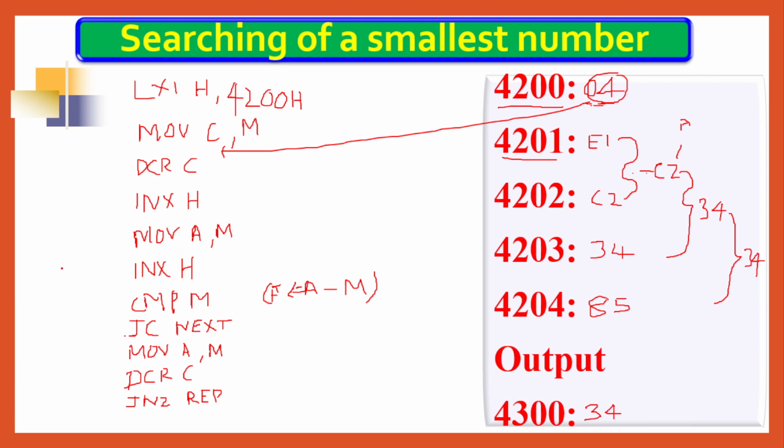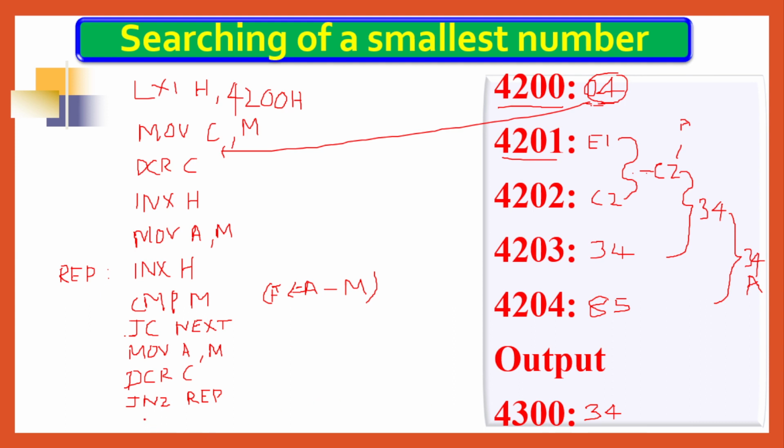Here, because the accumulator already has the smallest so far as the result, repeat means what will we do? Currently HL is 4202, we are incrementing to 4203, then comparing C2 with 34. Again this process will repeat until C is 0. Whenever the count is 0, it means we have compared all, and the result is available in the accumulator by this stage. So what we have to do is store the result at 4300.